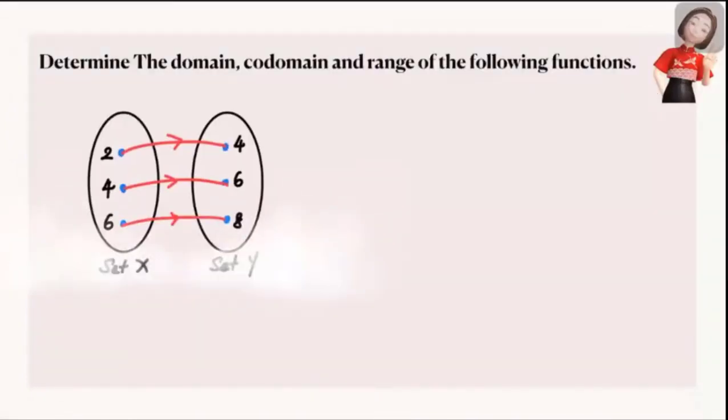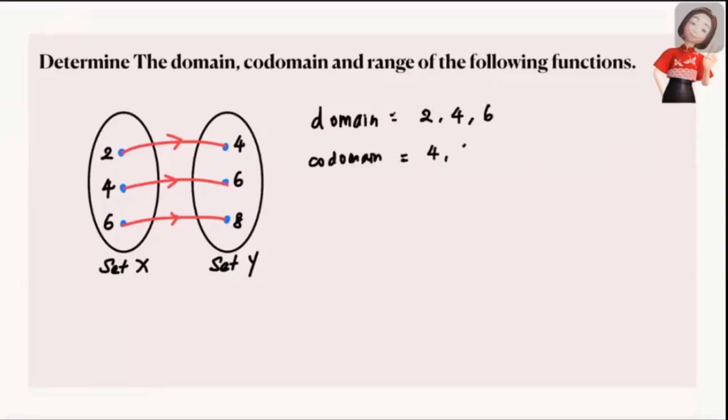Okay, so this is the arrow diagram. So can you give me what is the domain? Apakah domain dia? Siapa boleh bagi jawapan? 2, 4, 6. Okay, good. So when asked for the domain, you write 2, 4, 6. Okay, so how about your codomain? 4, 6, 8. Yes. 4, 6 and 8. Okay.